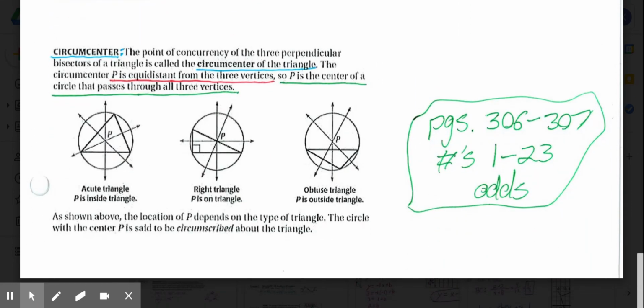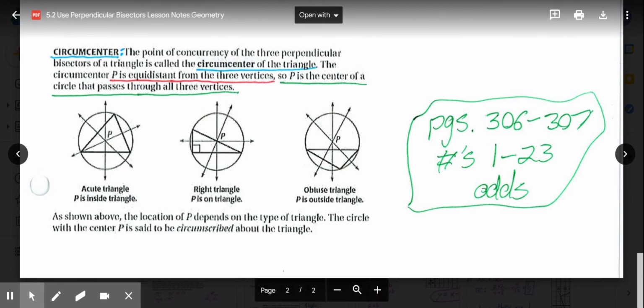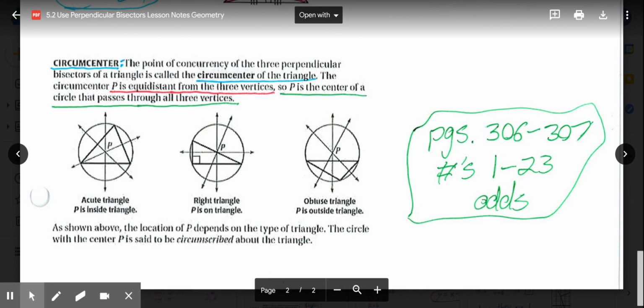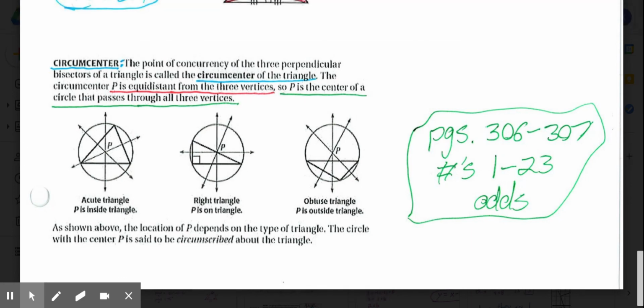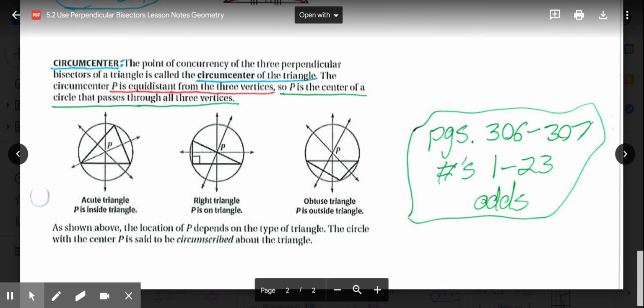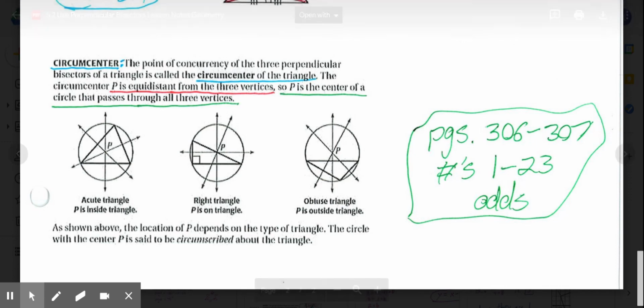And then the final idea for today is circumcenter. And for a circumcenter, the point of concurrency of the three perpendicular bisectors is called the circumcenter. And that circumcenter is equidistant from the three vertices. So P is the center of a circle that passes through all three vertices.